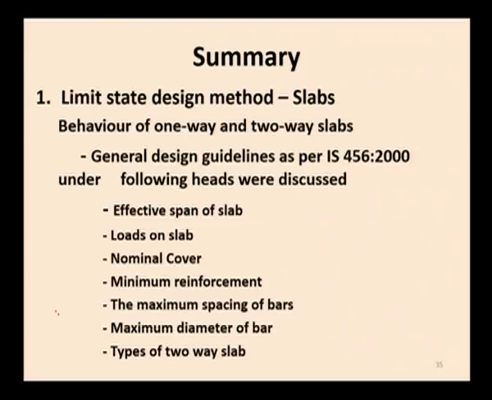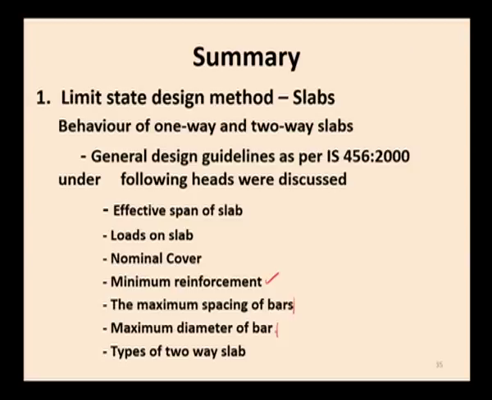After finding the reinforcement, it has to be checked with the minimum reinforcement given in the code. So, the reinforcement required against the bending moment should not be less than the minimum reinforcement. Next, the maximum spacing. After finding the reinforcement, we find the spacing between the bars. The required spacing should not exceed the maximum spacing given in the code book. Also, when you select the diameter of the reinforcement, it should not exceed the maximum diameter of the bar given in the IS code, that is 1/8 of the overall depth of the slab. And we have also seen the different types of two-way slab, that is simply supported slab and restrained slab.